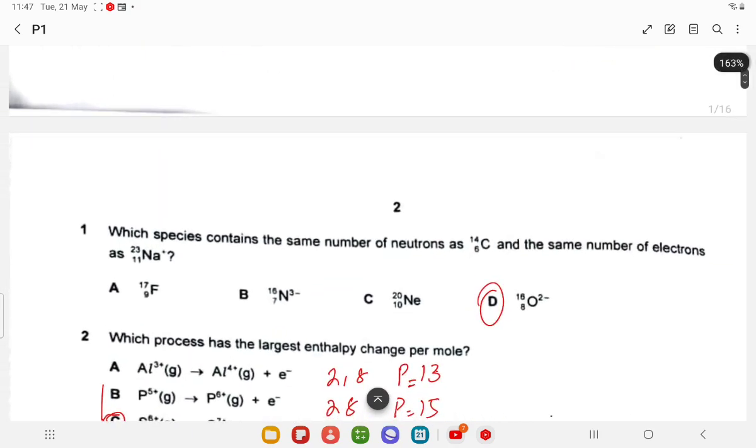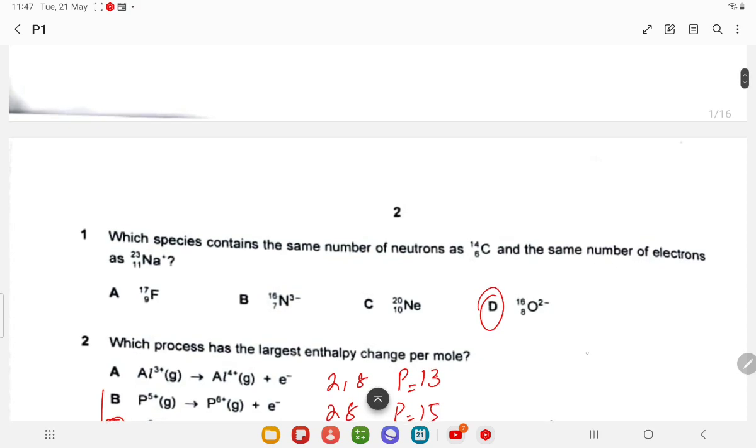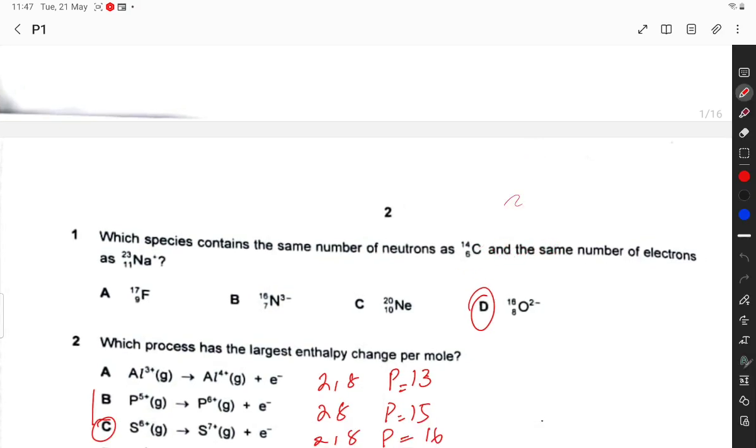Which species contain the same number of neutrons as carbon and the same number of electrons as sodium? Same number of electrons with carbon. Carbon has 8 neutrons, 14 minus 6 is equal to 8. Same number of neutrons and same number of electrons, so 10 over here.